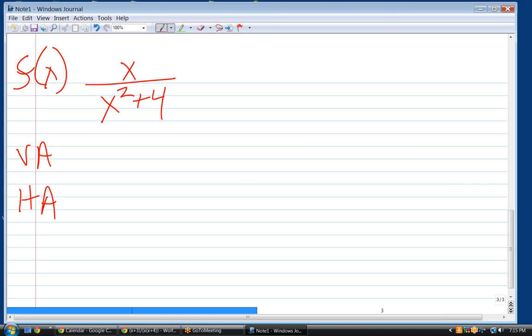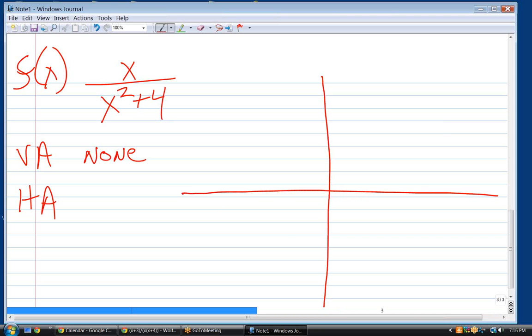2 squared is 4 plus 4. -2 squared is 4 plus 4. So there is no value that will make the denominator 0. There are no vertical asymptotes. Is there a horizontal asymptote? No. Actually, there is. It's y equals 0. Notice why. It's because the degree of this polynomial is 1, the degree of this polynomial is greater. It's 2. Whenever that is the case, you have a horizontal asymptote at y equals 0.